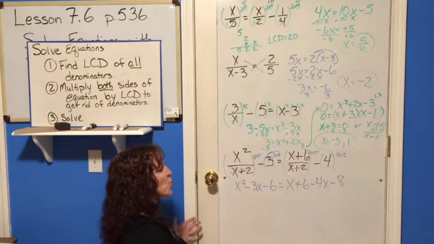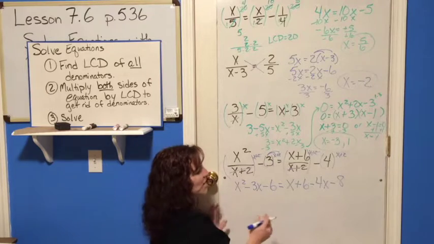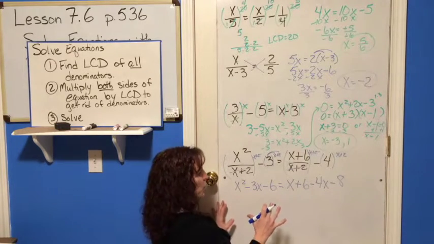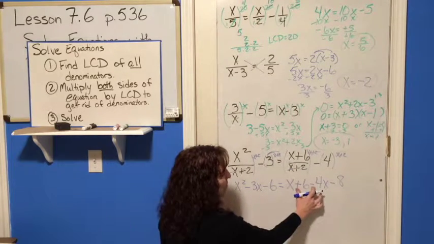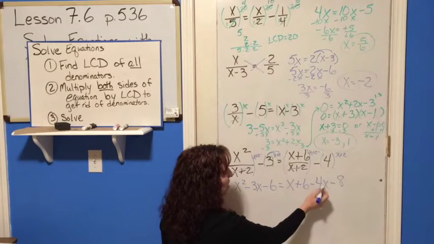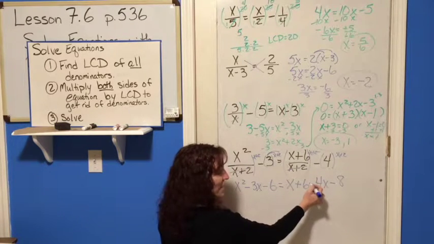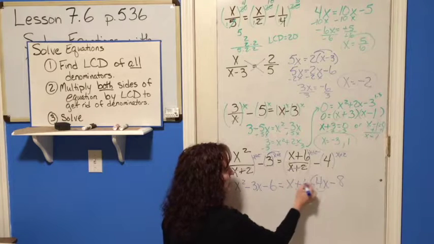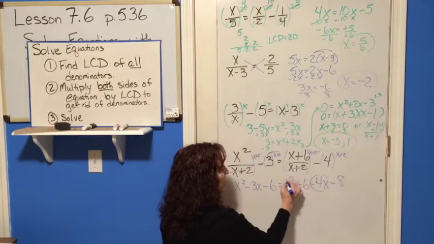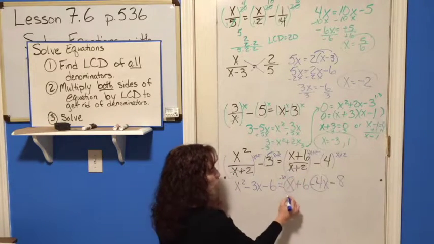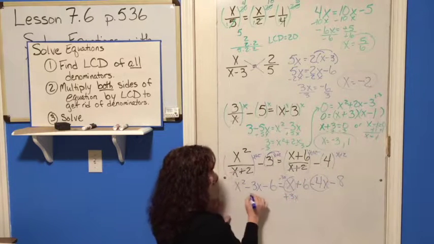All right, so now I'm going to do several steps at the same time, okay? So this x and negative 4x, we're going to put these together and get a negative 3x, right? So that equals negative 3x. So I'm going to add 3x to both sides.